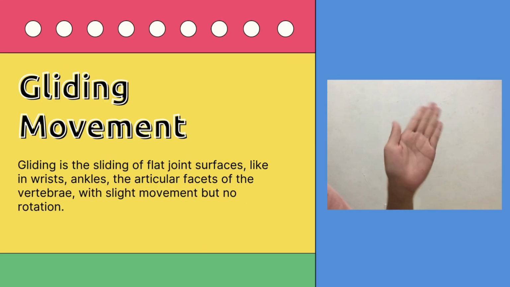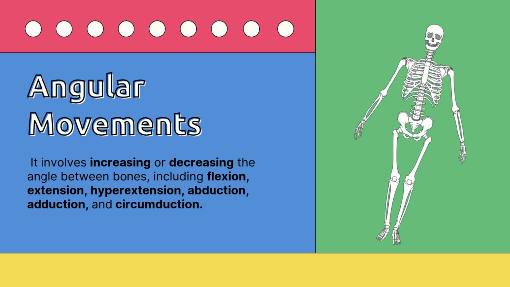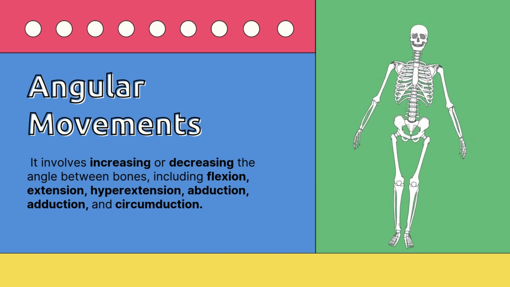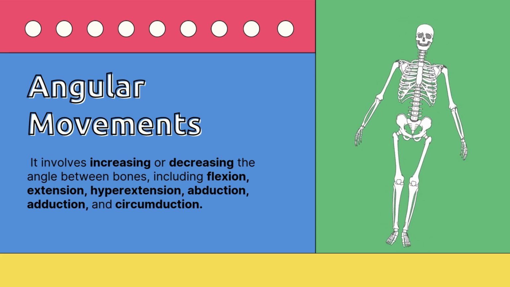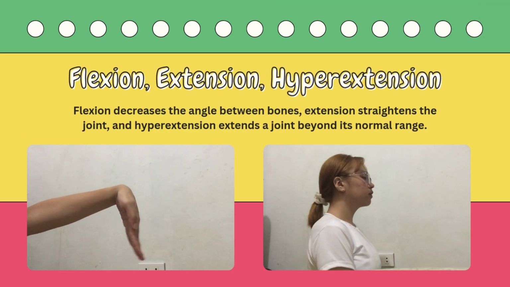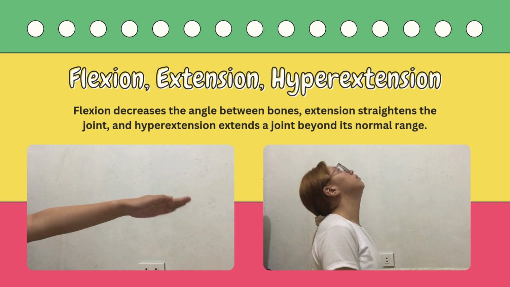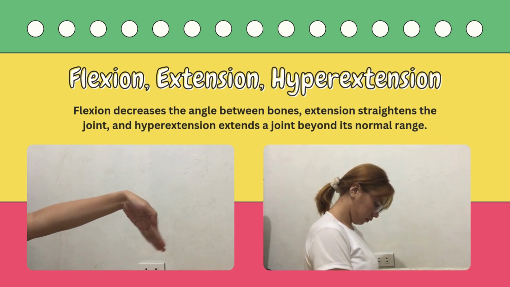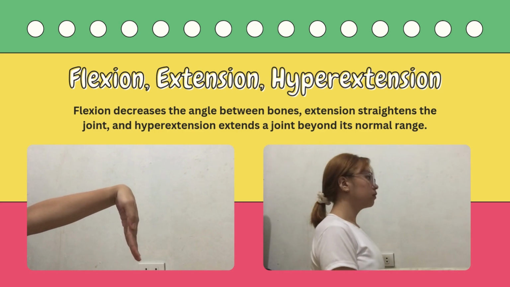Gliding is the sliding of flat joint surfaces like in wrists, ankles, the articular facets of the vertebrae with slight movement but no rotation. The second one is angular movement. It involves increasing or decreasing the angle between bones, including flexion, extension, hyperextension, abduction, adduction, and circumduction. Flexion, extension, and hyperextension. Flexion decreases the angle between bones. Extension straightens the joint, and hyperextension extends the joint beyond its normal range.